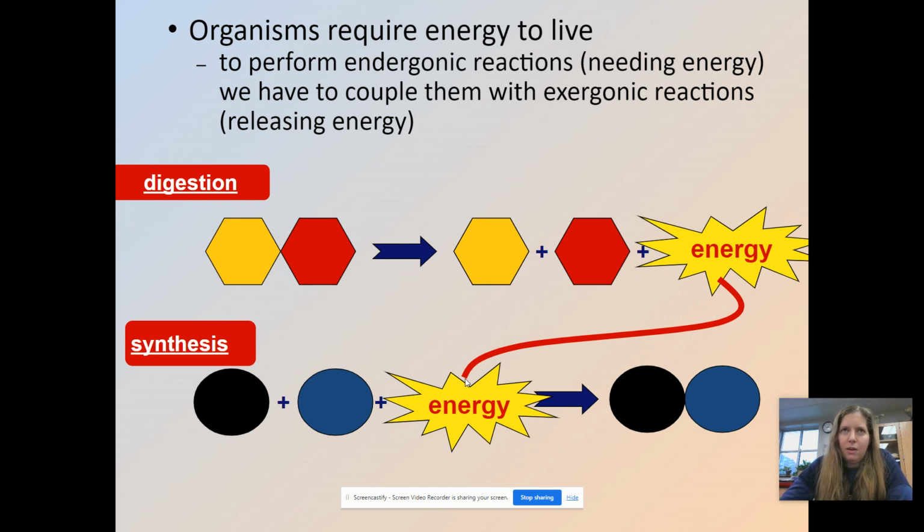It's kind of like you have to make money before you spend money. So you have to get the money or the energy by breaking the molecules apart, to do the work of breaking molecules apart before you can spend it and do the work of putting molecules together.